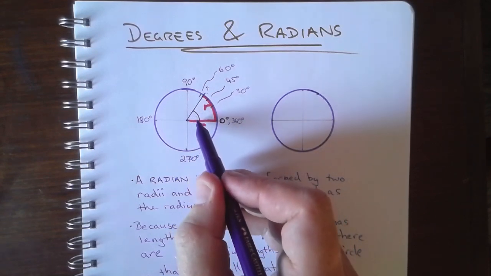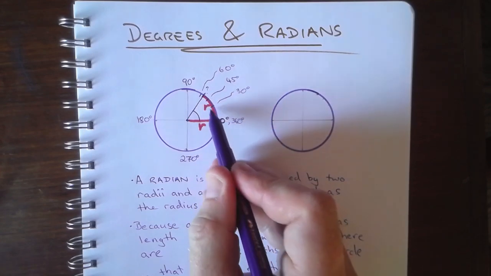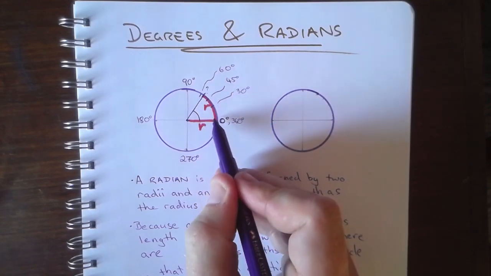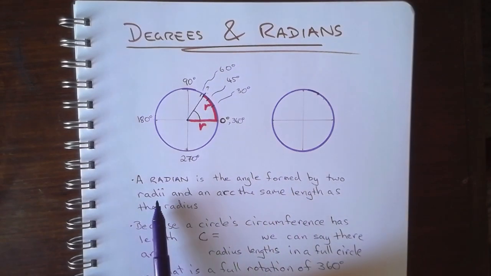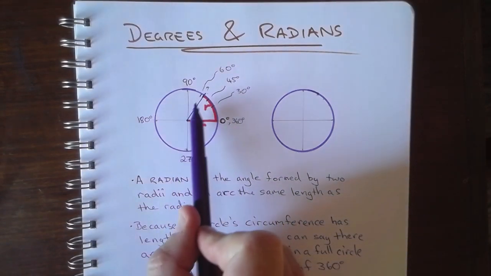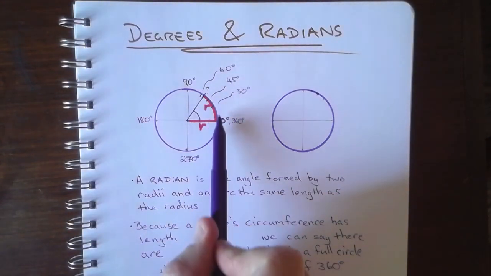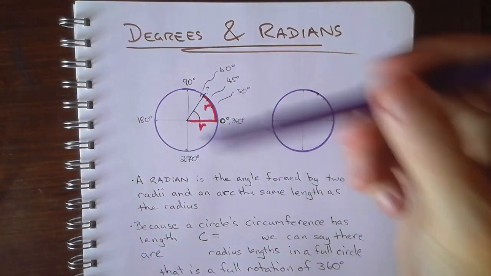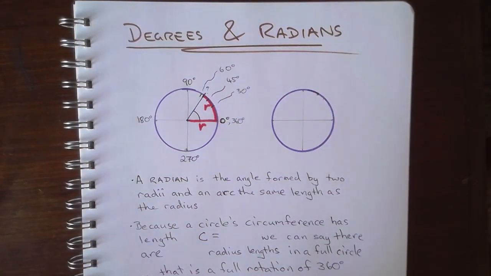It's the angle that's formed here by a radius and then an arc on the circle which has the same length as the radius. I've pointed that one out in particular because that's exactly how we define a radian. So a radian is the angle formed by two radii, this one here and this one up here, and an arc which is the same length as the radius. So you can see the angle indicated right inside here. That angle is exactly 1 radian. I'm not sure how many degrees that is though, but we'll deal with that later.